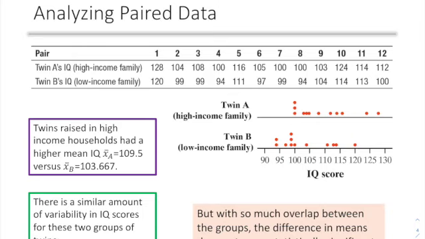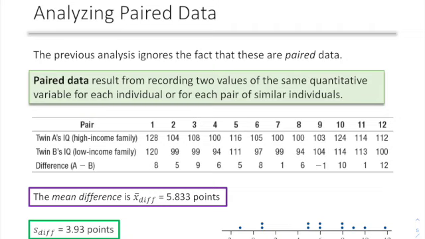So twins raised in high-income households had a higher mean, and there's a similar amount of variability between the 2 groups. But with so much overlap between the groups, the difference in means does not seem statistically significant. So the previous analysis that we've done in the second section of this chapter ignores the fact that these are paired data. So paired data result from recording 2 values of the same quantitative variable for each individual or for each pair of similar individuals.